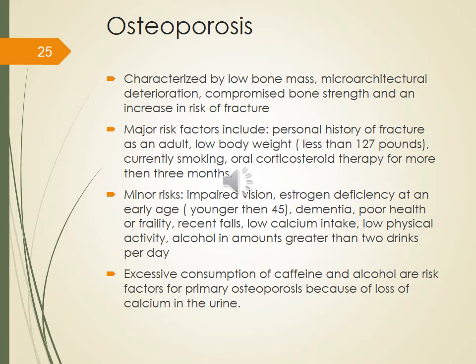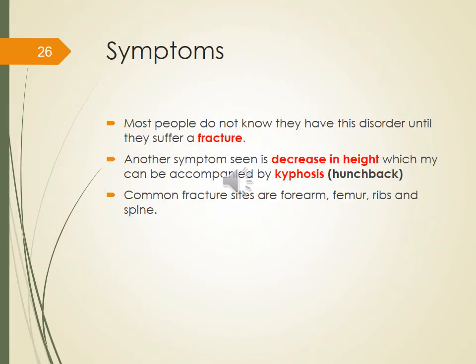Excessive consumption of caffeine and alcohol are risk factors for primary osteoporosis because of the loss of calcium that goes out in the urine. So you want to watch out for how much caffeine you're drinking. Symptoms: most people do not even know they have this disorder until they suffer a fracture. Another symptom that is seen is a decrease in height, which may be accompanied by kyphosis, which is hunchback. Common fracture sites are forearm, femur, ribs, and the spine.